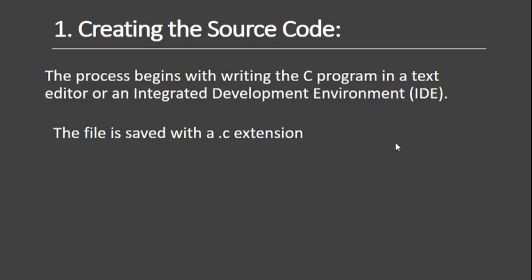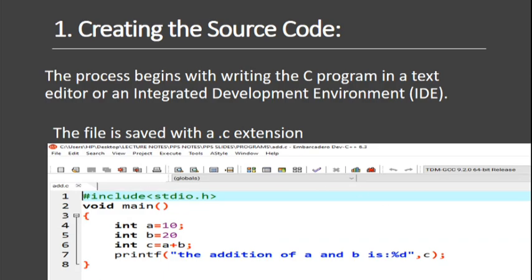First we'll discuss it one by one. Creating the source code: how are we going to create the source code? The process begins with writing the C program in a text editor or any IDE, integrated development environment. After writing the code, we have to save it with the .c extension. So this is the code I wrote. It is a text editor window. I am using Dev C++. Here I have entered my code, and after that I save it with the add.c name, because the addition program I wrote is saved as add.c.